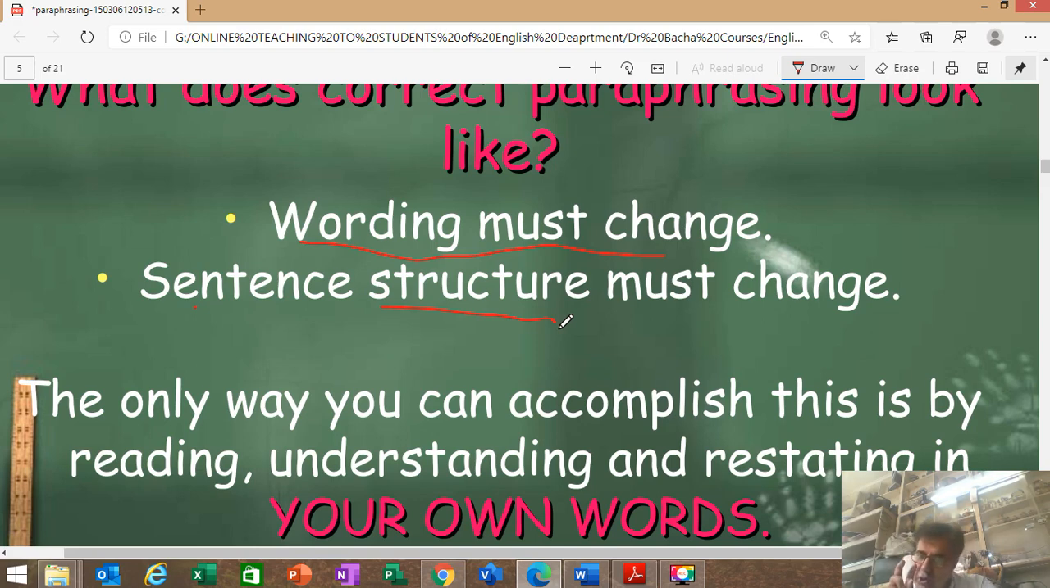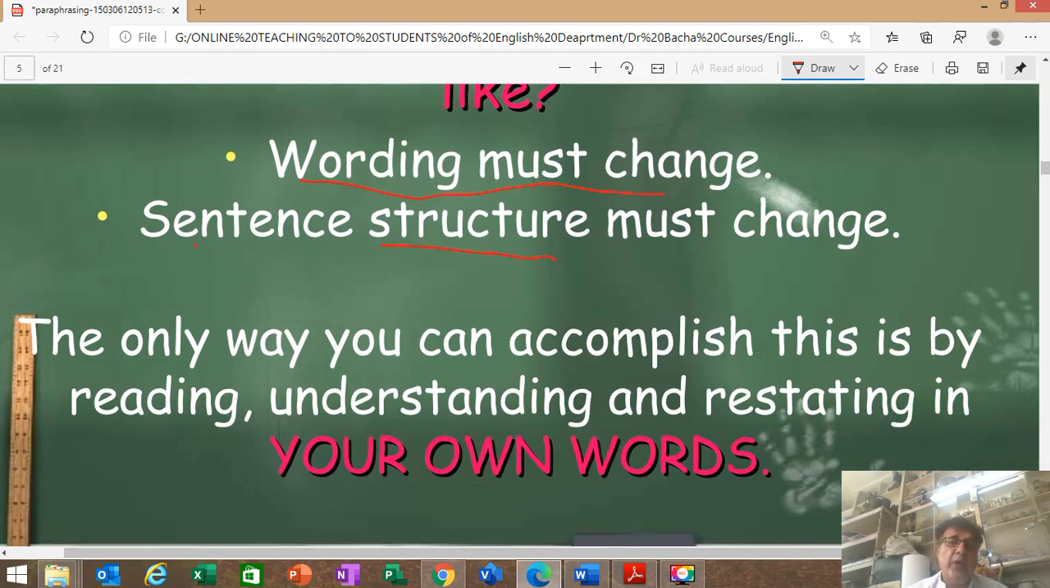You can change the words, you can find the right replacements, and even the sentence structure should also change. The only way you can accomplish this is by reading, understanding, and restating in your own words. You can do the best paraphrasing only if you read and understand that paragraph or essay, and then you will be in a better position to restate it in your own words. But if you do not understand the stuff given in it, it would be very hard.